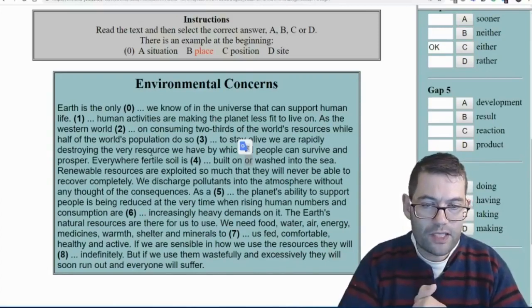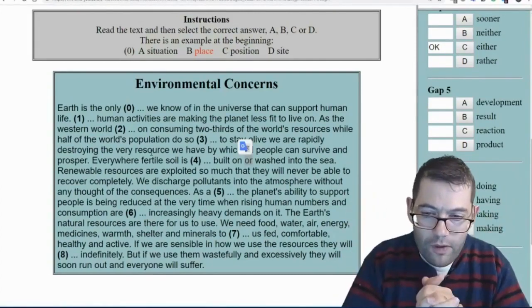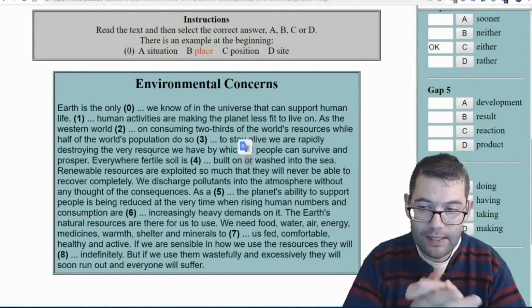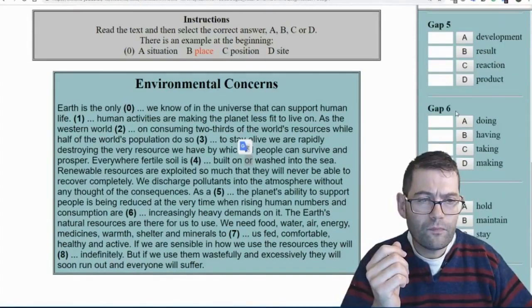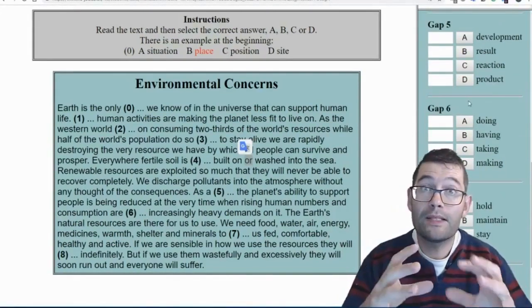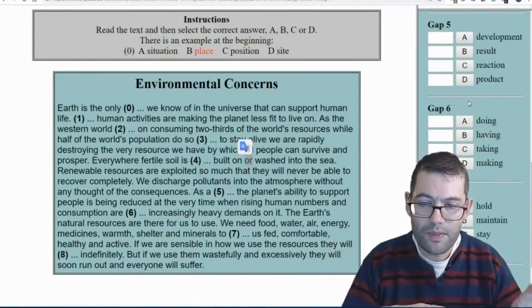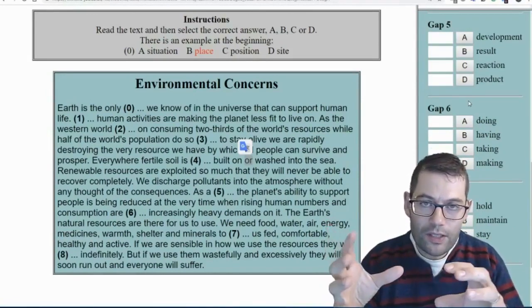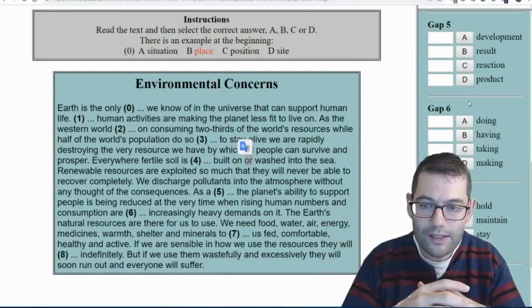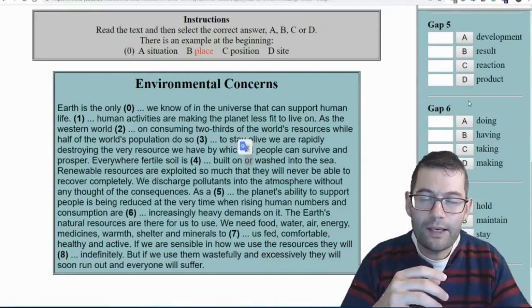Renewable resources are exploited so much that they will never be able to recover completely. We discharge pollutants into the atmosphere, which means we let go of pollutants into the atmosphere without any thought of the consequences. And for question number 5, what we need here, based on the context of what follows: the planet's ability to support people is being reduced at the very time. So what we have is a linker, which is a conclusion of some kind. So there is an action, and then in conclusion, or therefore, something else happens.